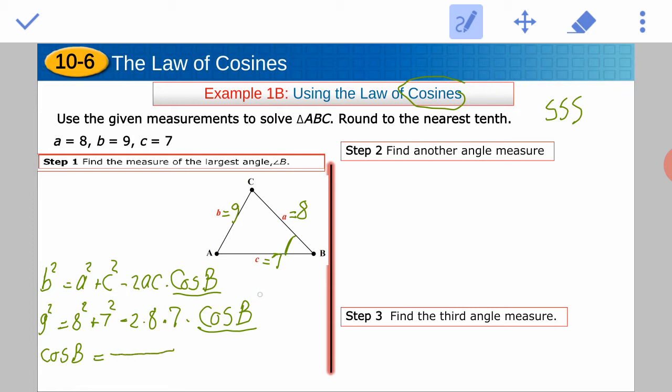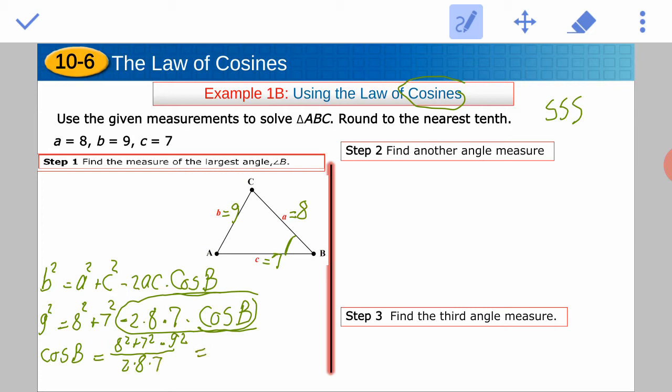guys, imagine we are moving this whole term from the right side to the left side in order to make it positive, because currently it's negative. So if we move this to that side and we move 9 squared to the opposite side, we will have 8 squared plus 7 squared minus 9 squared on the top. Remember, when you move this side to the opposite side, it's 2 times 8 times 7 times cosine B, and we need to isolate the cosine B, so we need to divide both sides by 2 times 8 times 7.